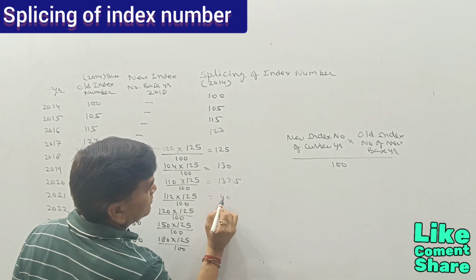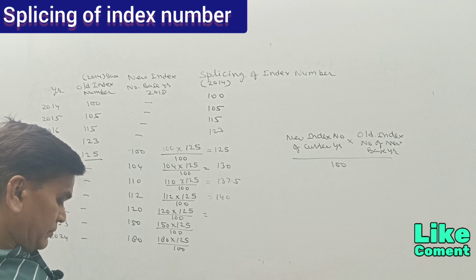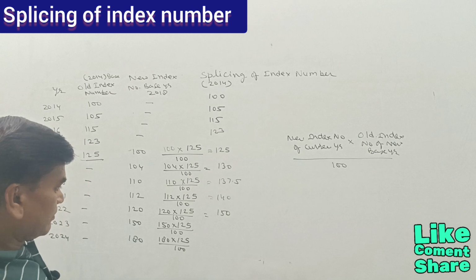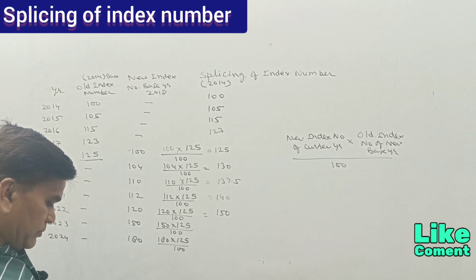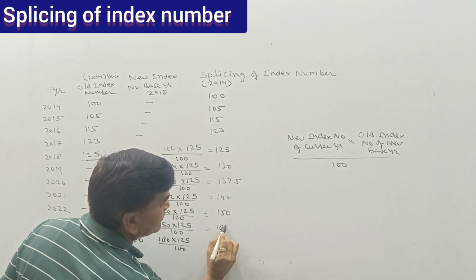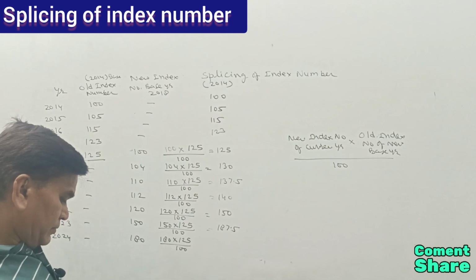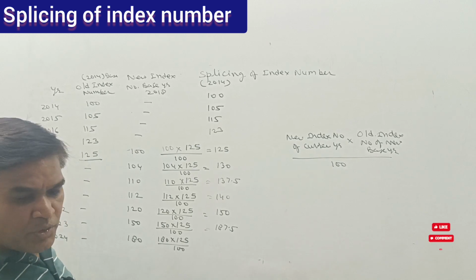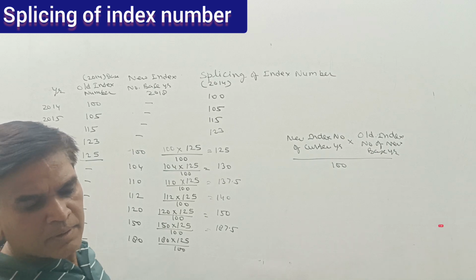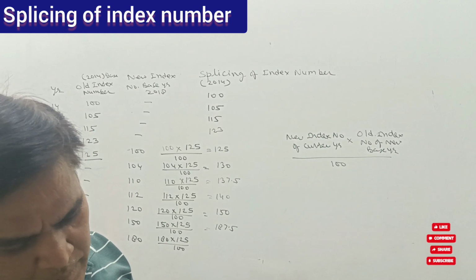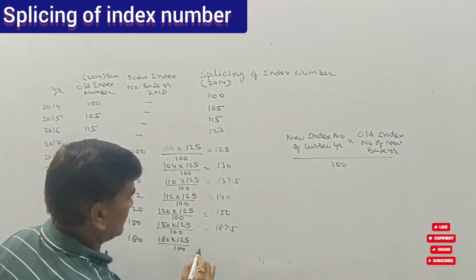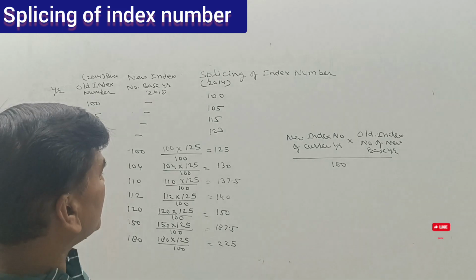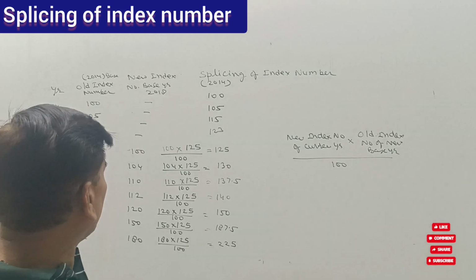140. 150. 187.5. 225. 225. So we are having 120, 130, 137.5, 140, 150.